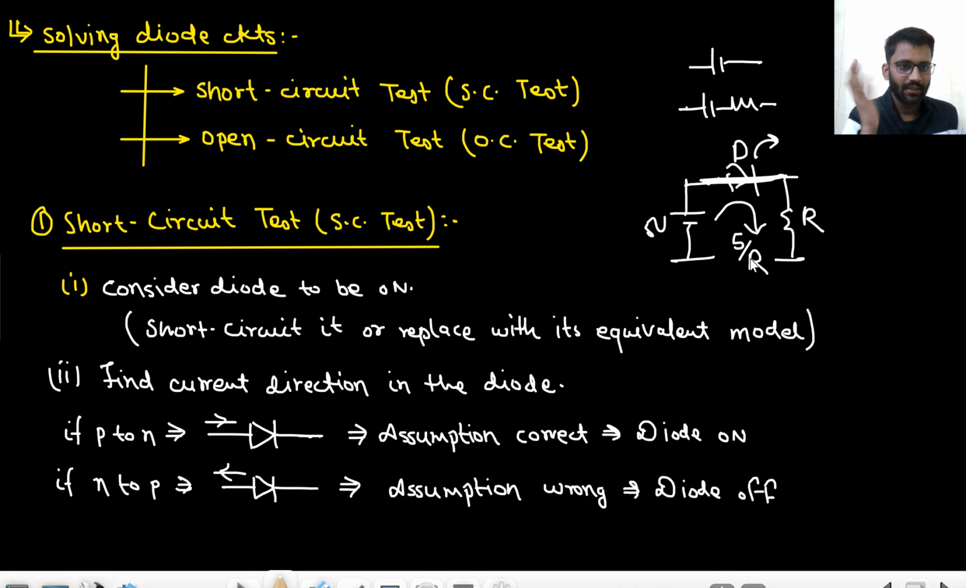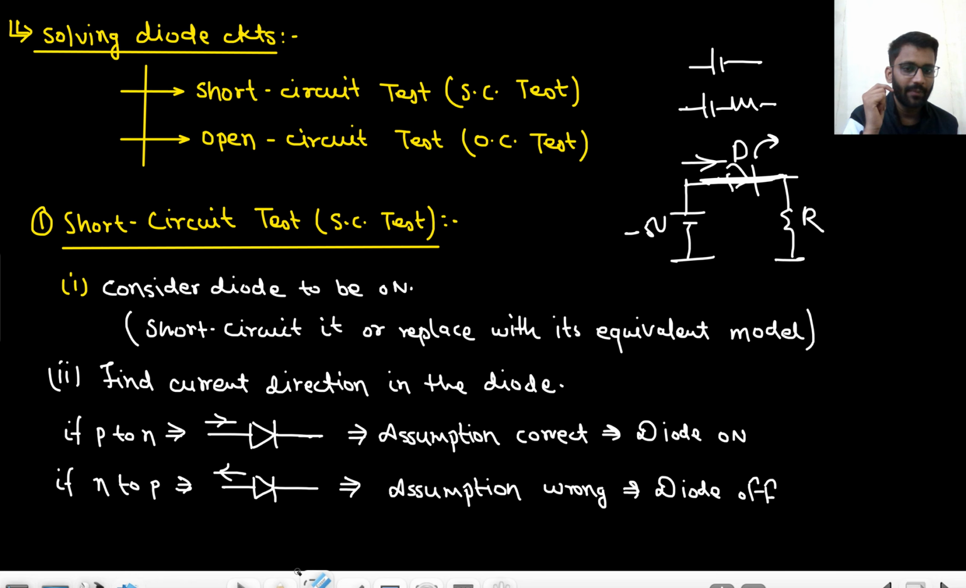Okay. So the current is 5 by R. What is the direction of current? That is from P to N. If the current is flowing from P to N, that means your assumption was correct that the diode is on. If this was minus 5 instead of 5, what would be the current value? That would have been 5 by R, but the direction would have been this.